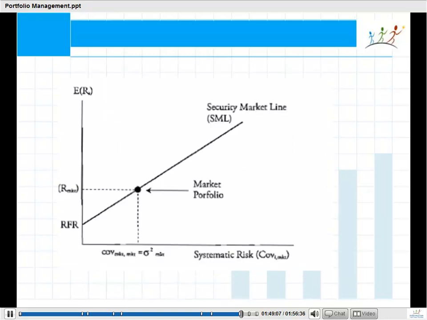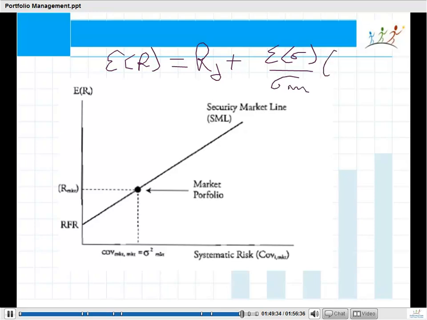This brings us to the capital asset pricing model. The capital market line or the Markowitz analysis said what? That expected return on the portfolio is equal to the risk-free rate plus expected sigma upon sigma of the market into RM minus RF. Please go back in the video. This is the equation that we just derived a few minutes back. But this was Markowitz analysis, which gave the definition of risk as total risk.